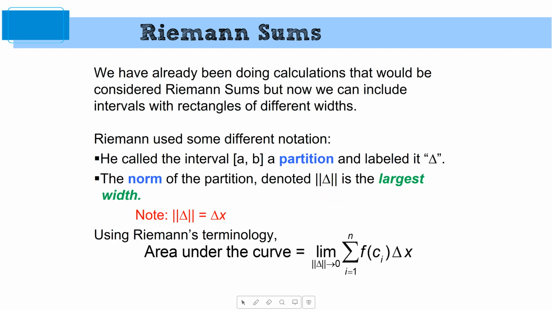So if we denote the biggest rectangle using that weird symbol of the delta inside the double absolute value bars, then if we take the limit as the biggest one goes to 0, by the time we get there, all the other ones will be 0, which means we'll have no wasted space and we'll have an exact answer.